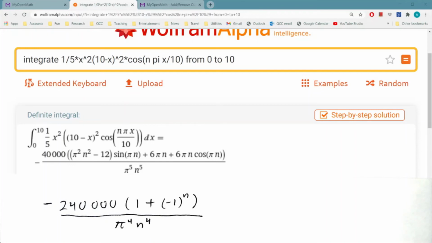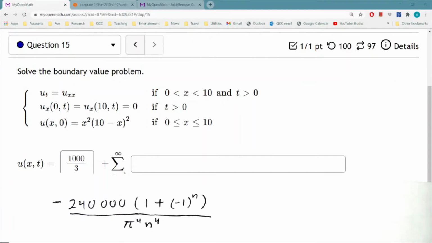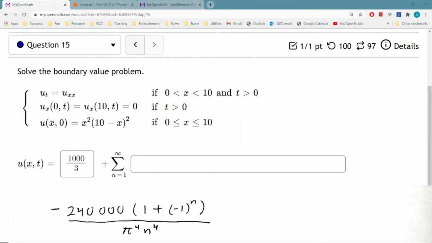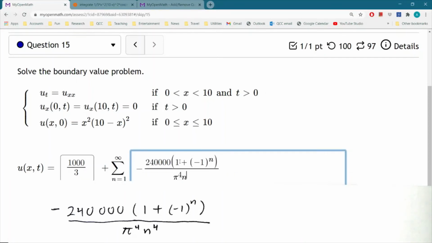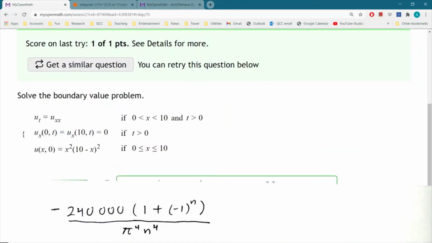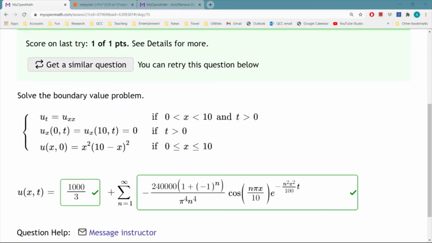So this is the stuff that we need to put in to our solution here. So let's just copy that in here. And remember that this is all multiplied by cosine of n pi x over L, right? And then we multiply by e to the negative n squared pi squared divided by L squared t. Right? And so there we go.